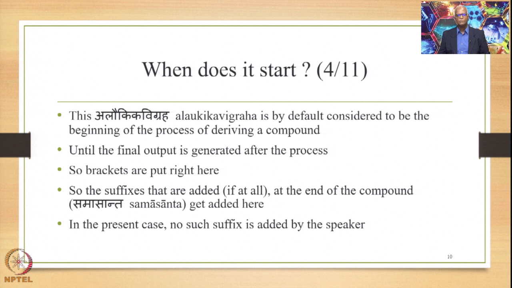Now, in case of the present vigraha, Ramaha Lakshmanascha, whose alaukika vigraha is Ramas plus Su plus Lakshmana plus Su, there is no such samasanta suffix added by the speaker of Sanskrit and not noted by the grammar of Sanskrit. So we move ahead.